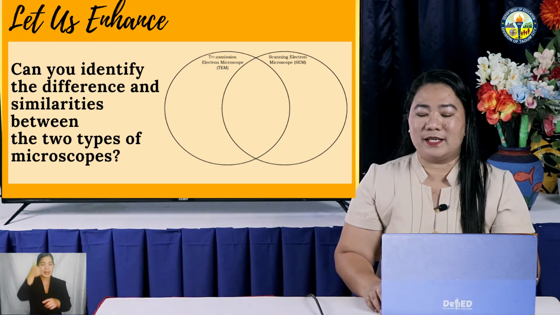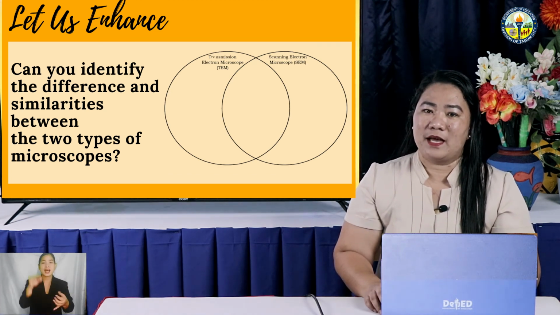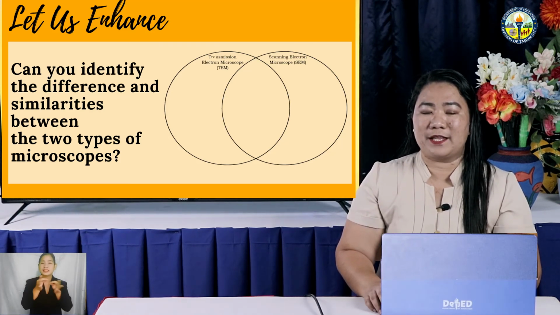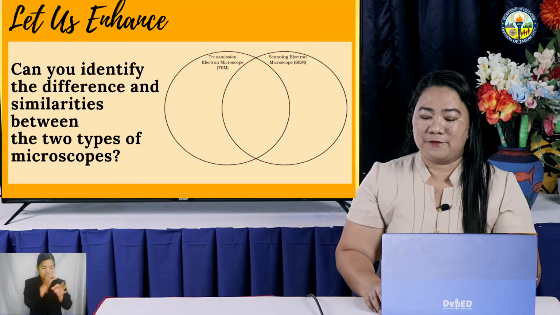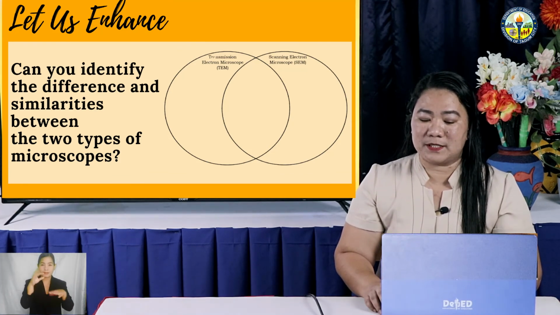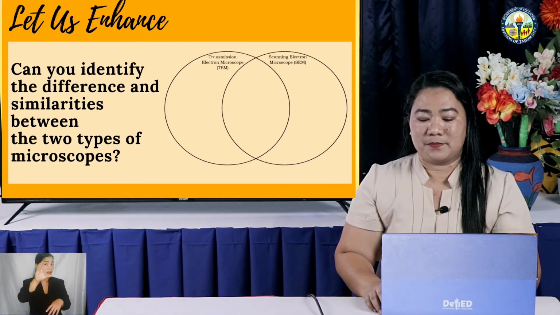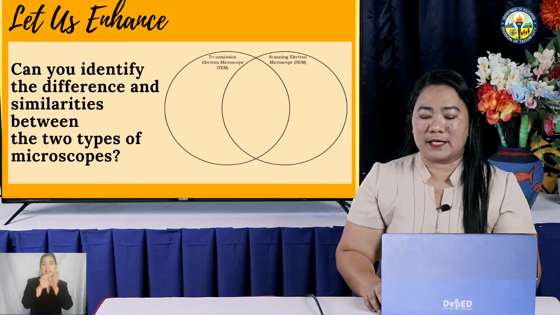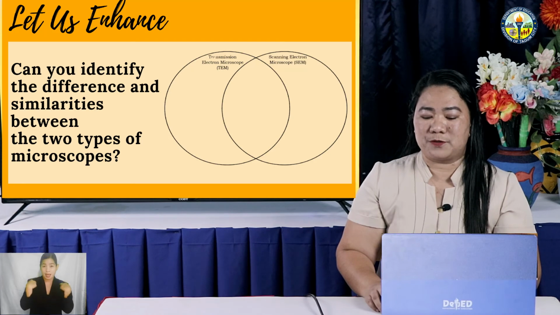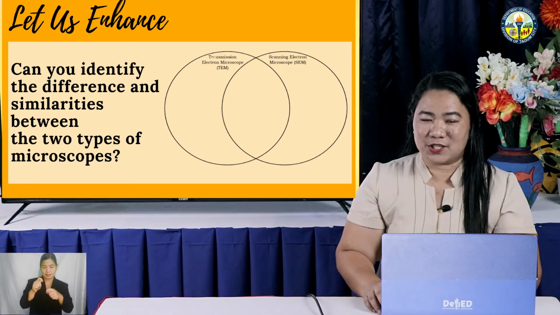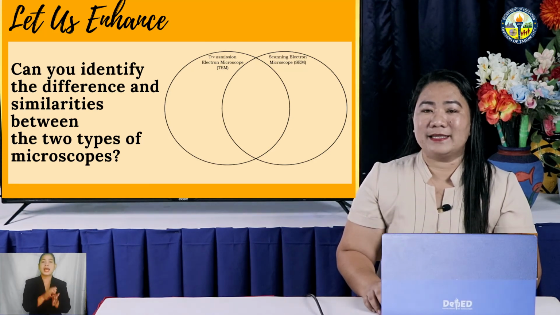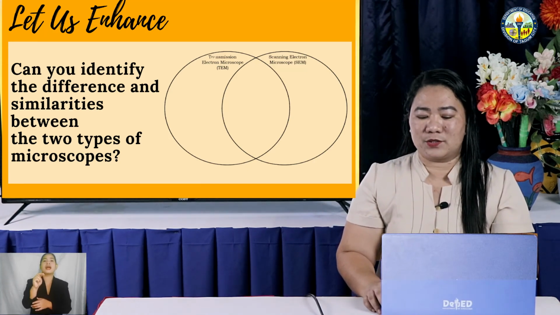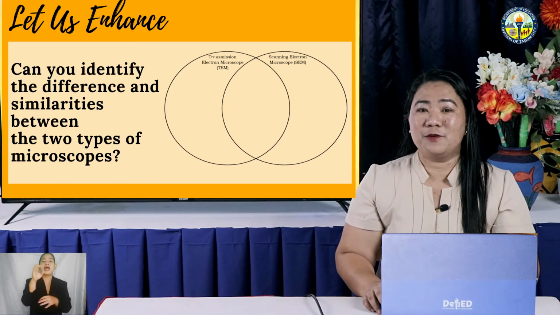We are now in the last part of our lesson. At this moment, let's discuss advanced microscopes and their features. Have you heard about electron microscopes and their two types? Electron microscopes are examples of complex and advanced types of microscopes. The transmission electron microscope and the scanning electron microscope. I will give you 1 minute to complete this activity. You may begin now.